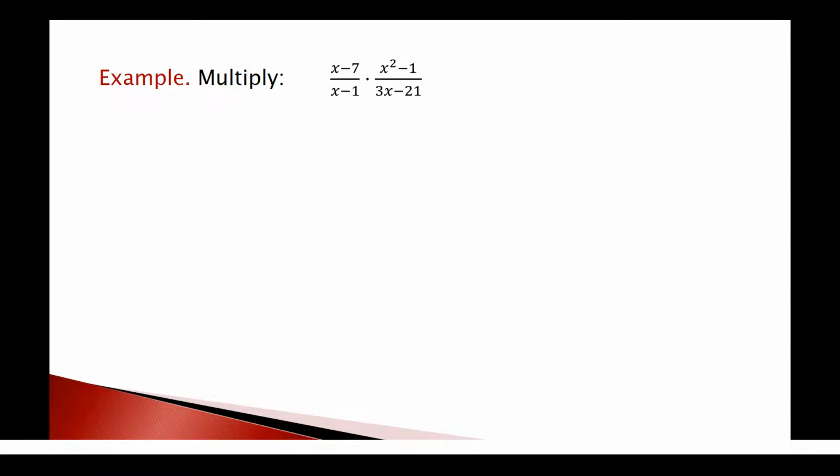Alright, so let's do an example. Let's multiply the rational expressions (x minus 7) over (x minus 1) and (x squared minus 1) over (3x minus 21).